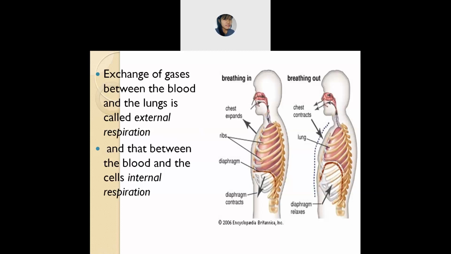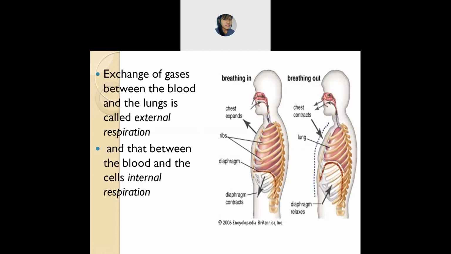Okay, I'll repeat both. So what happens here? Here in the respiratory system, you will find two types, that is internal respiration and external respiration. So in the external respiration, what will you find? Which means breathing out. When you breathe out, it is known as external respiration. So here, exchange of gases, that is carbon dioxide and oxygen, happens in between your blood and your lungs.